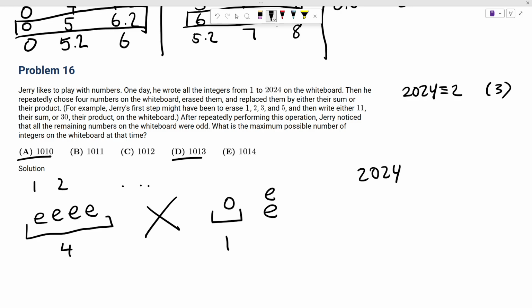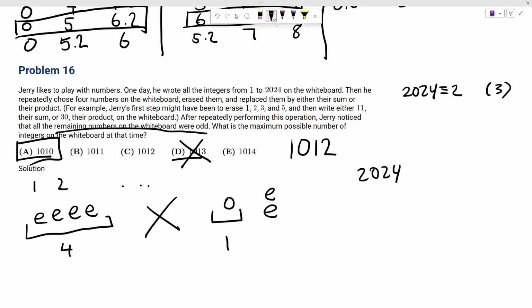So this is impossible. That means that the number of odd numbers can never increase. And since at the end all of the numbers are odd, the most numbers at the end has to be 1012, because there's only 1012 odd numbers to begin with, and we can't increase the number of odd numbers, which means that 1013 is not possible, and the biggest possible number is 1010.